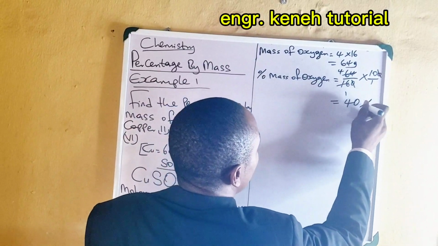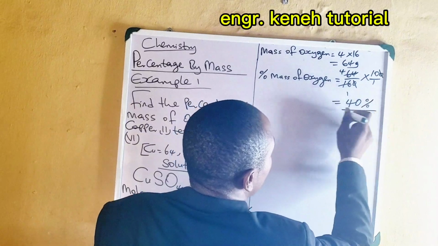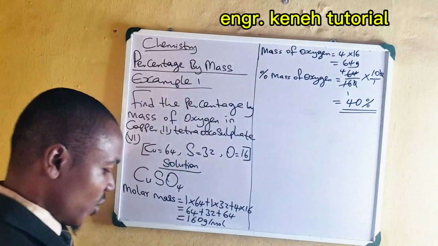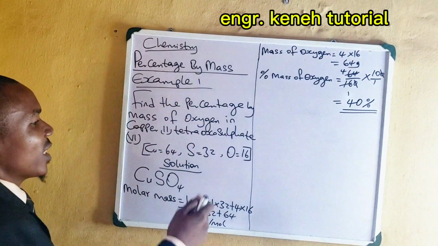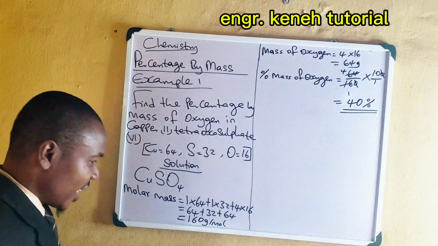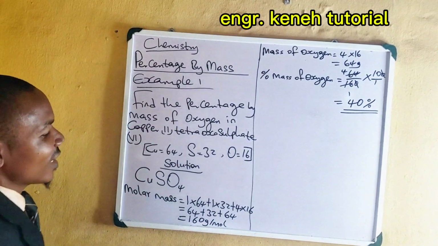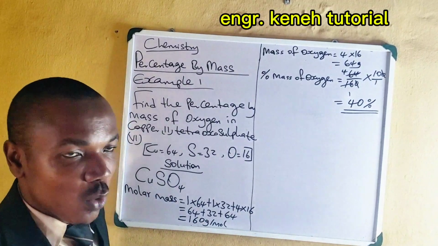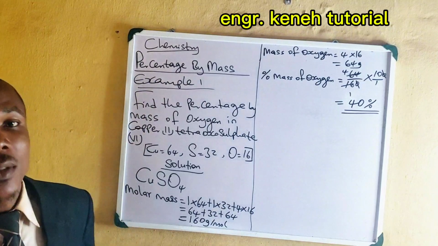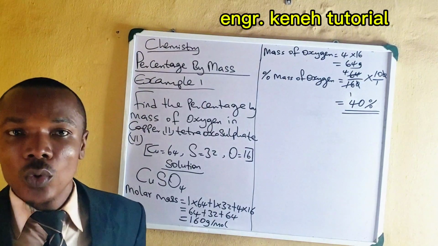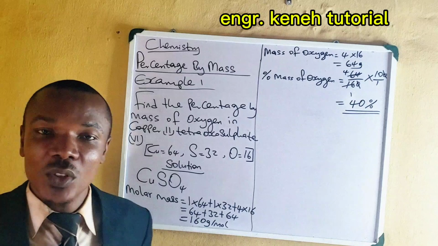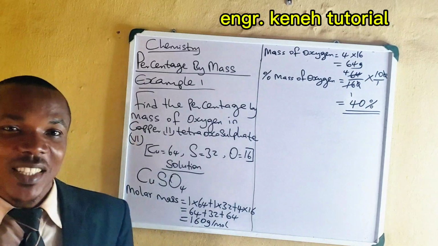So we say that the percentage mass of oxygen in copper(II) tetraoxosulfate(VI) is 40%. It's not difficult. Just calculate the individual mass of that atom you're talking about over the total mass, that's the molar mass, times 100 over 1. That will give you the percentage mass.